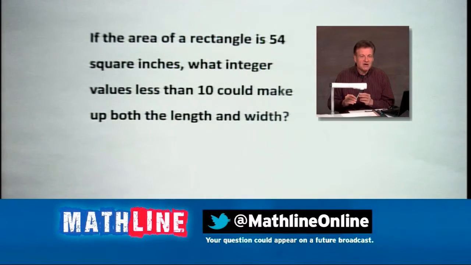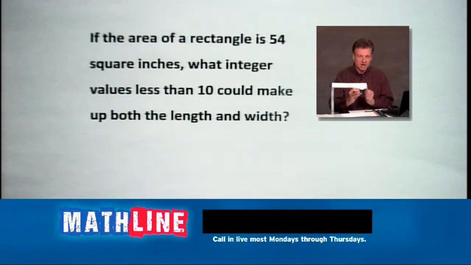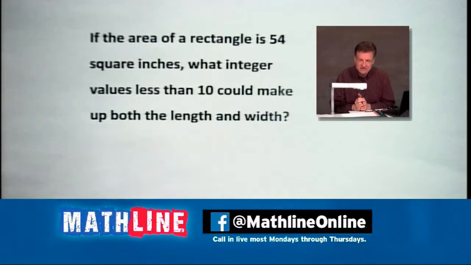If the area of a rectangle is 54 square inches, all right, in my mind, I'm thinking a rectangle. I don't know the dimensions here, though, folks. It says what integer values, that means nice whole numbers. We're obviously going to be positive on this because we can't use negative lengths or widths for a rectangle. So what integer values less than 10? So we want them both to be less than 10.